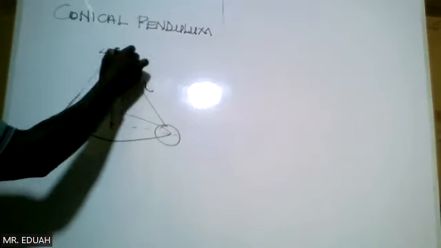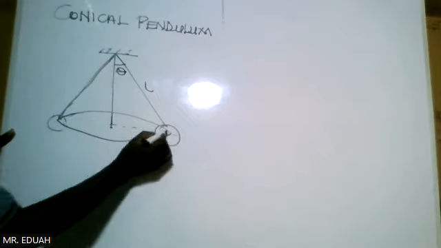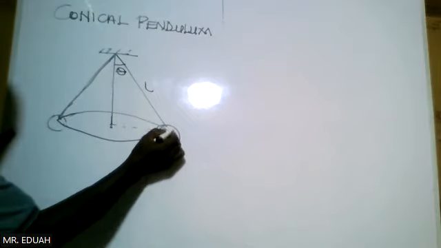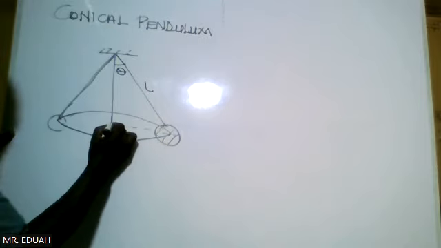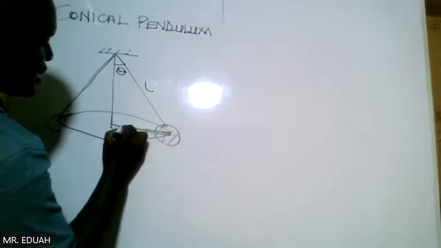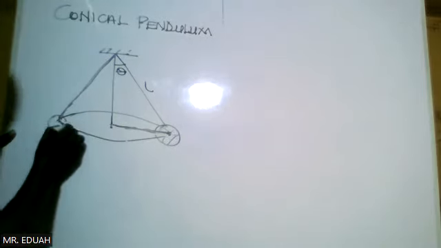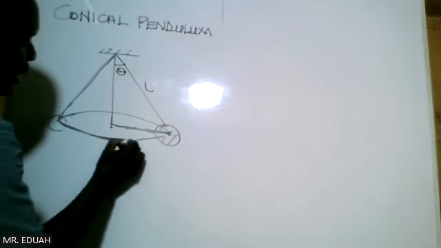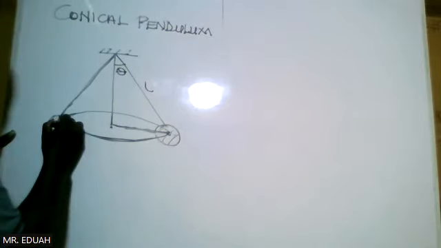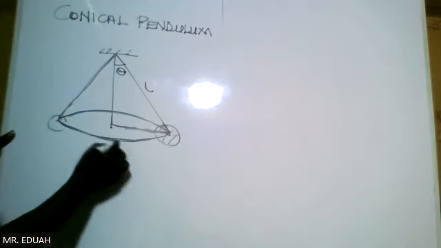So the string cuts the shape of a cone, and then the object describes a circular base. Okay, and because of this, this kind of oscillation or revolution is called a conical pendulum.